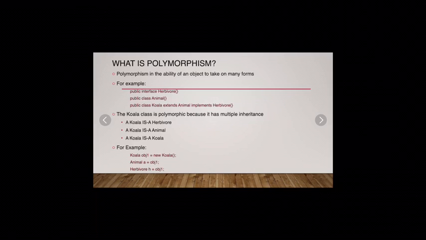And right here in the sample code, we have a koala object being created, instantiated. And as we said, a koala object can take on many forms. So a koala object can take the animal object form. A koala object can take on a herbivore object. And it's a very important concept that I want you to know, and I want you to really understand.